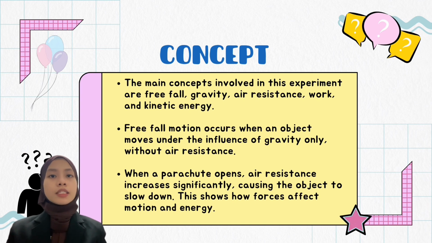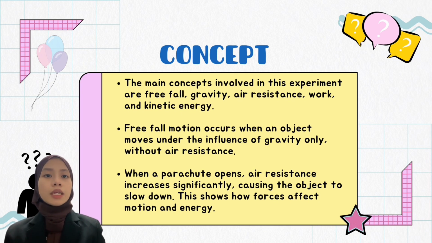The main physics concepts in these experiments are free fall, gravity, air resistance, work, and kinetic energy. During free fall, an object moves only because of gravity, but when the parachute opens, air resistance increases and slows the object down. This demonstrates how forces influence motion and energy.